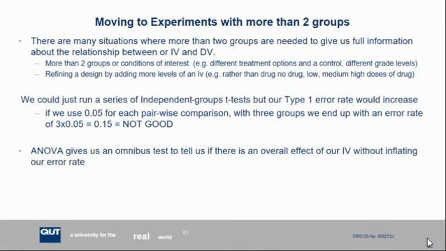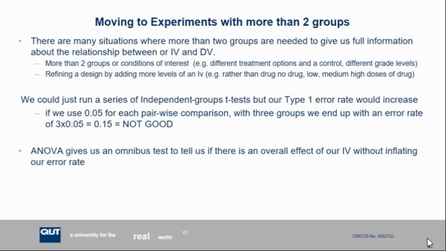So in our last video we looked at experiments with just two groups, but there are many situations where we need more than two groups to give us the full information about a relationship between a particular IV and DV. We may have more than two groups of interest, such as different treatment options or different grade levels, or we may want to refine a design by adding more levels rather than just simply drug, no drug. We may want to look at low, medium and high doses of a drug versus a control group.